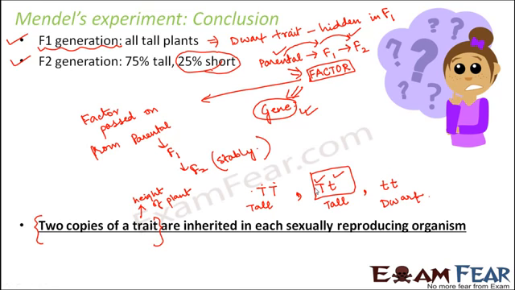Now, let us try to understand what these factors or genes are. Let us first talk about the gene. Once we are clear with the gene, then we will go ahead and talk about dominance.